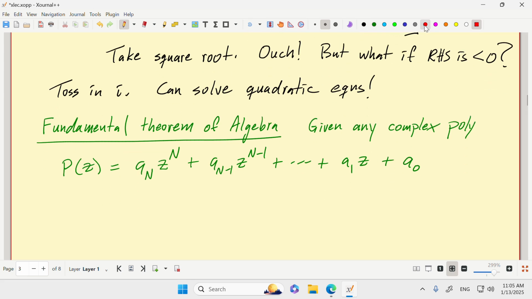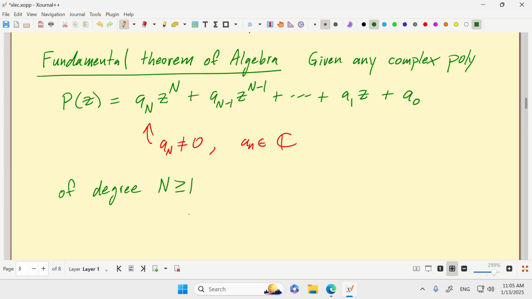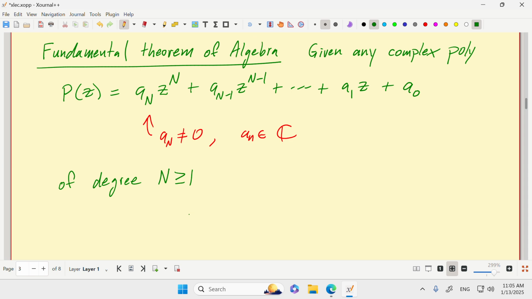So let's see, this a better not be 0. And all the other a's are complex numbers. All the a's are complex numbers. For the fundamental theorem of algebra to make sense, we need the degree n to be bigger than 1. If it were just a constant term, then this wouldn't make any sense, or it'd be kind of a silly thing to say.